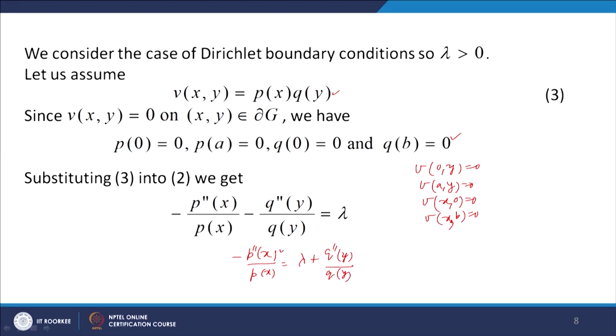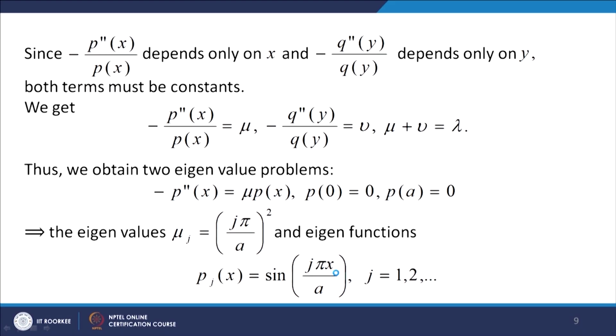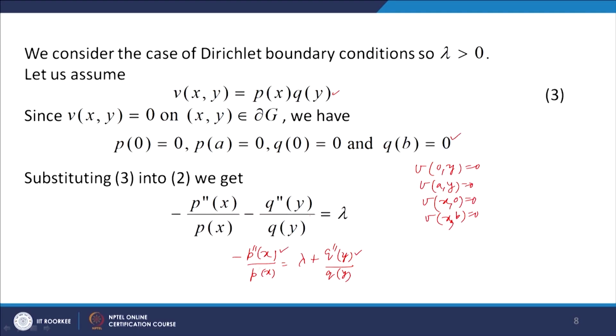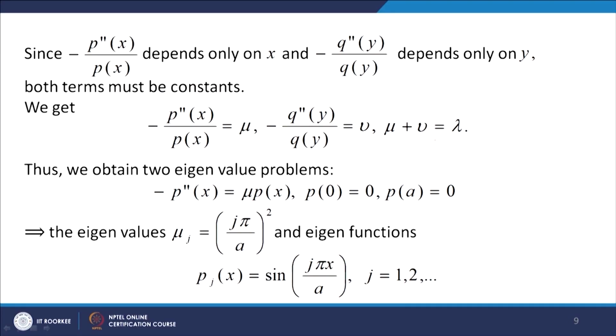Now this is a function of x alone, this is a function of y alone. Lambda is a constant, so left hand side depends on x, right hand side depends on y, and therefore both must be equal to a constant. This must be a constant and this must be a constant. Okay. So let us take this equal to mu, this equal to nu. Then we can see that mu plus nu equal to lambda. Okay. So mu plus nu equal to lambda.